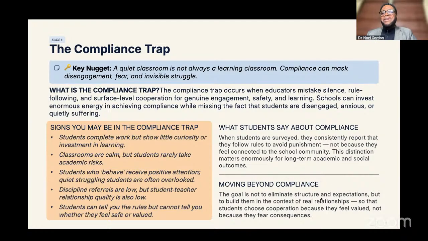So bottom line is we've got to be discerning. A quiet classroom is not always a learning classroom. Compliance can mask disengagement. It can mask fear. And we have to really learn from the restorative practice approach that whatever the student gives to us, however the student manifests that behavior, we see it as information. What is this saying to me about this child? And we need to seek to connect with this child, build a relationship.